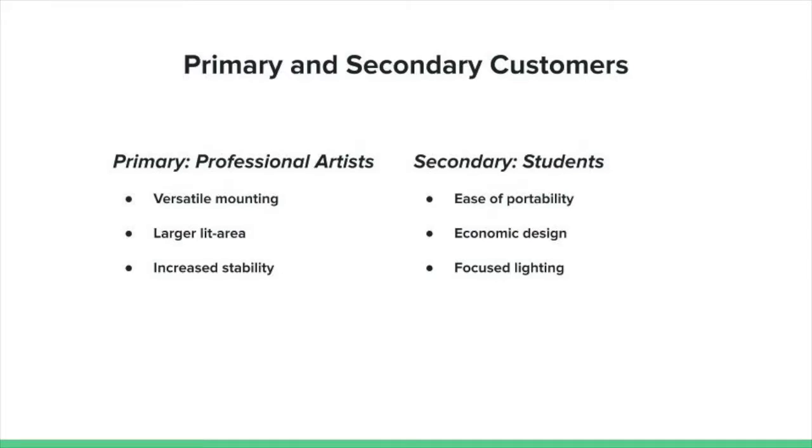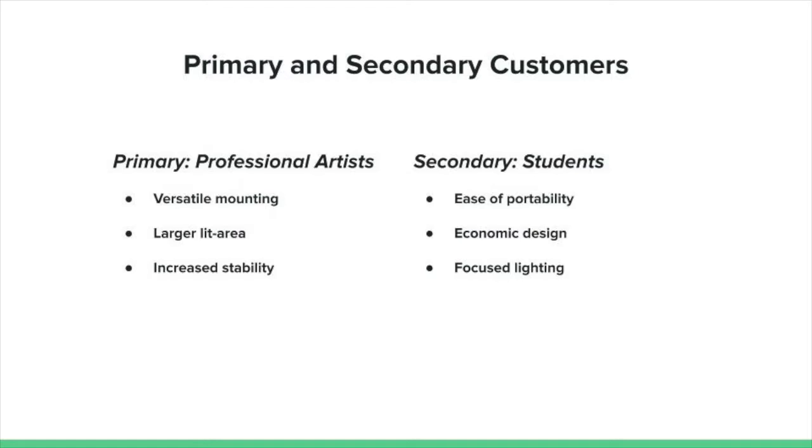Let's take a look at the primary and secondary customer groups that the task lamp is focused on. First, our primary customer group is going to be professional artists. This group requires a task lamp with versatile mounting for a wide variety of projects, a larger lit area for working on large projects, and increased stability to have the lamp be stationary for extended periods of time.